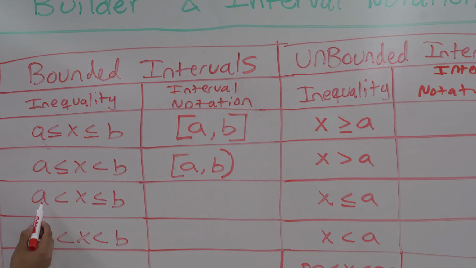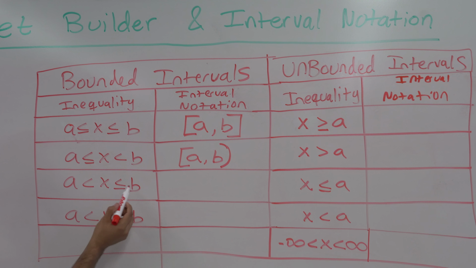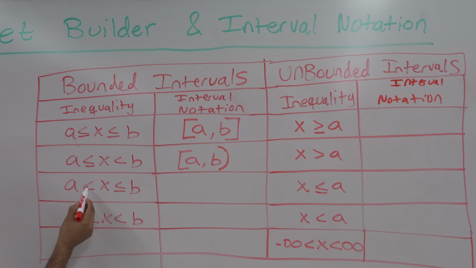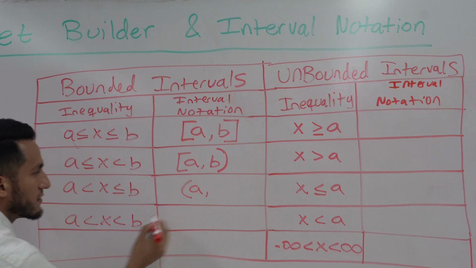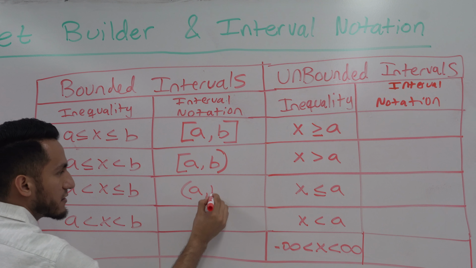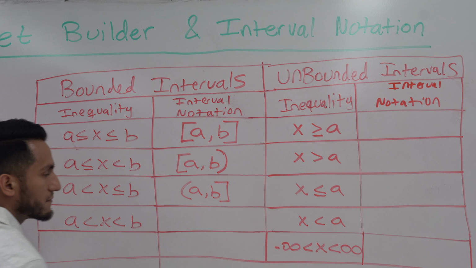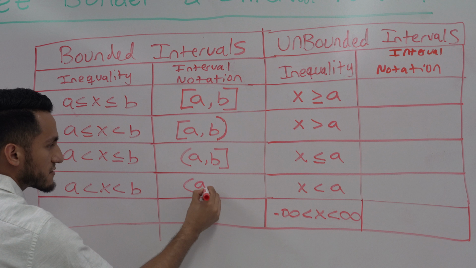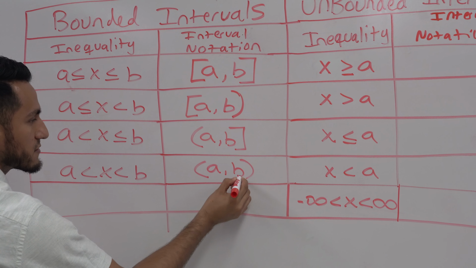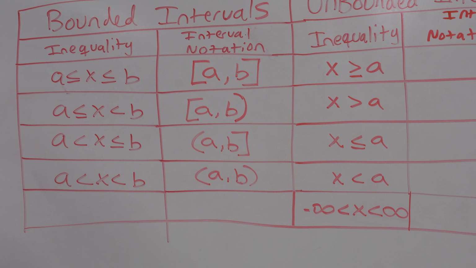Next one. A is less than x, less than or equal to b. Because a is not equal to x, we're going to use parentheses. But x is equal to b, b is the biggest, so we use a bracket. The last one, as you notice, a is the smallest, b is the biggest. They don't have equal signs, so we use parentheses: a comma b, parentheses. That's it for this part.